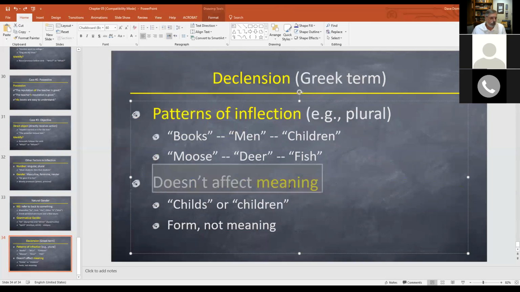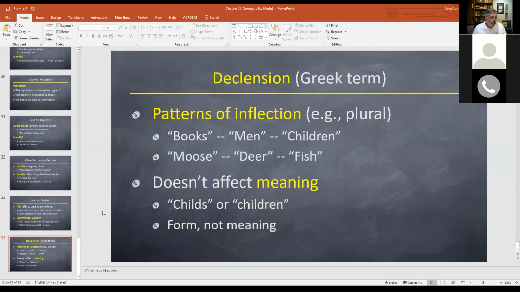It does not affect its meaning. And so childs is a plural, if there was such a word as childs, or children. Well, they would mean the exact same thing. It's just that there's a different form in the plural for children. It's a change in form, not its meaning. In other words, it's a spelling change, but it doesn't change the meaning. Okay? And so really that's a summary of English.